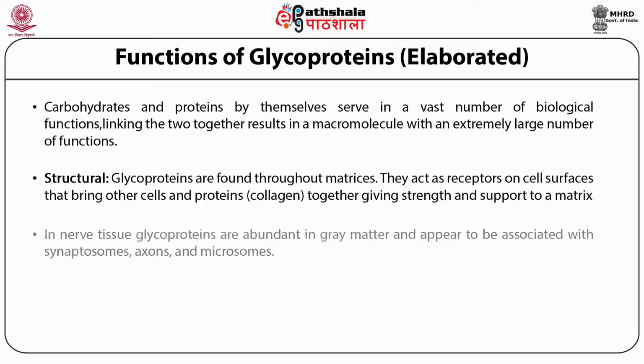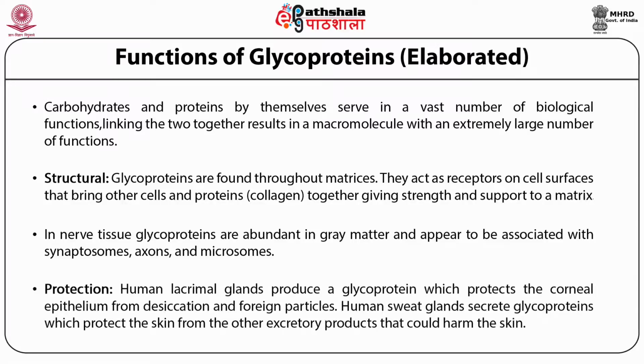In nerve tissues, glycoproteins are abundant in gray matter and appear to be associated with synaptosomes, axons, and microsomes. Protection: the human lacrimal gland produces glycoproteins which protect the corneal epithelium from desiccation and foreign particles. Human sweat glands secrete glycoproteins which protect the skin from other extraordinary products that could harm the skin.